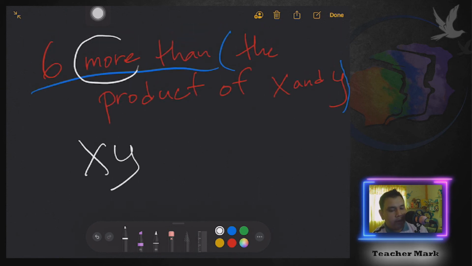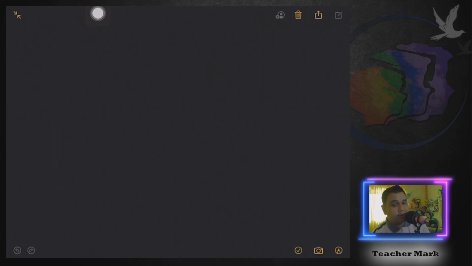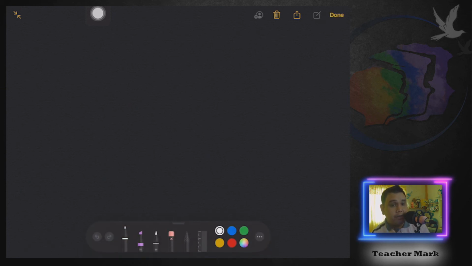And what do you mean by more? It means that you're going to add. Add by how much? Add by 6. Which means 6 more than the product of X and Y is written as XY plus 6. Okay, to see if you're able to understand further, let us try to have an online or a virtual activity. What do you mean by virtual activity? Virtual activity refers to that I'm going to give you something to answer just here in your head within a certain time. I'll just give you a few seconds to answer it in your head. Okay, are you ready? Let's try.